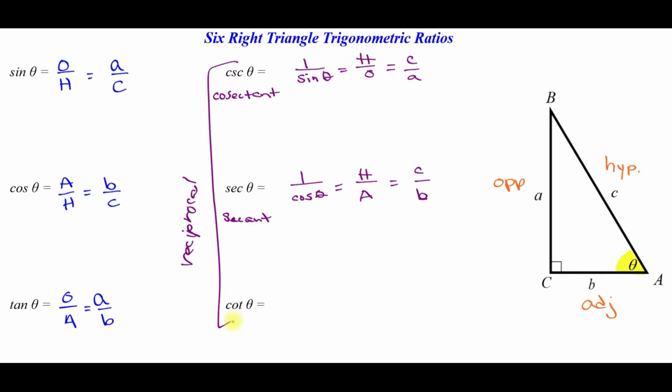The last one is abbreviated COT, and this is cotangent. Cotangent's the reciprocal of tangent. So that one's easy to remember because it has the word in it. So in terms of opposite, adjacent, hypotenuse, this is going to be adjacent over opposite. And in terms of this triangle, that would be B over A. So you need to remember your SOHCAHTOA from geometry, and then if you can just remember your reciprocal definitions, cosecant's the reciprocal of sine, secant's the reciprocal of cosine, and cotangent's the reciprocal of tangent.